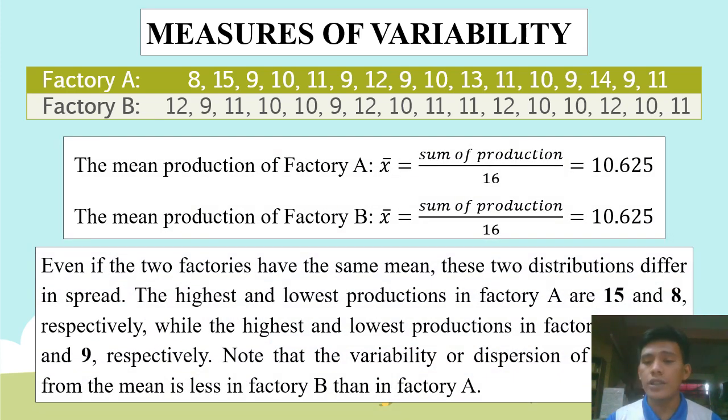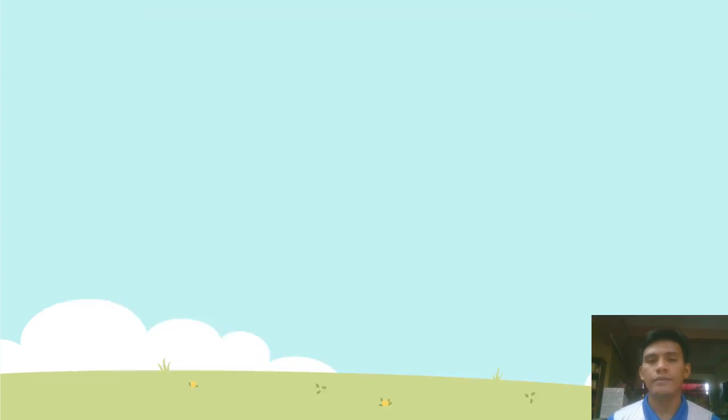These two distributions differ in spread. The highest and lowest productions in factory A are 15 and 8, respectively, while the highest and lowest productions in factory B are 12 and 9. Note that the variability, or dispersion about the mean, is less in factory B than in factory A.